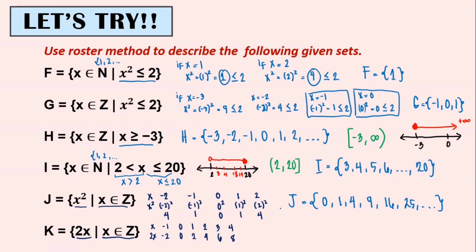Okay, ibig sabihin, kasama ang negative. So we have K is equal to the set of dot, dot, dot, negative 6, negative 4, negative 2, 0, 2, 4, 6, etc. Okay, ibig sabihin si K, this is another notation for even integers. Si J naman kapag mga perfect squares. Okay? Let's have another example.